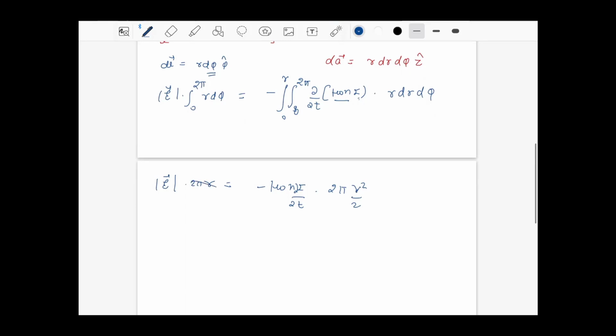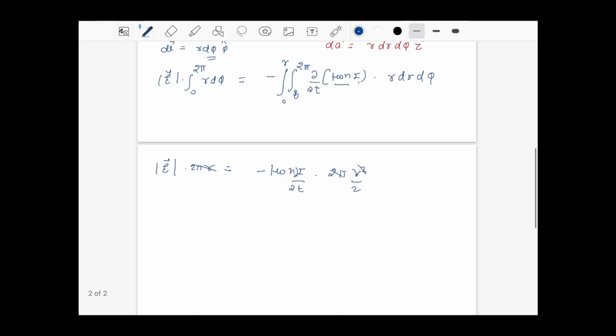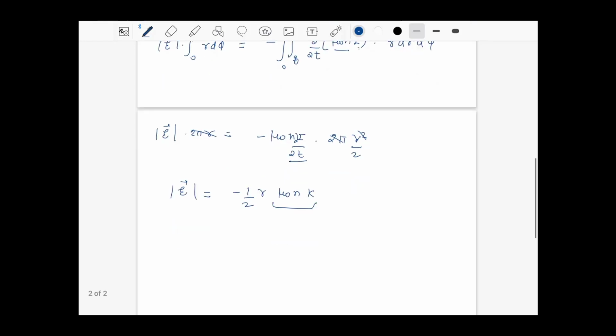So we calculate, 2 pi cancels out, there is a 2 left, and one r is gone. So the magnitude of E is 1 by 2 r times mu naught n dI by dt, with a minus sign. dI by dt is constant, since it varies at a constant rate, so these quantities are all constant. So the magnitude of the E field varies linearly with r for the inside case.